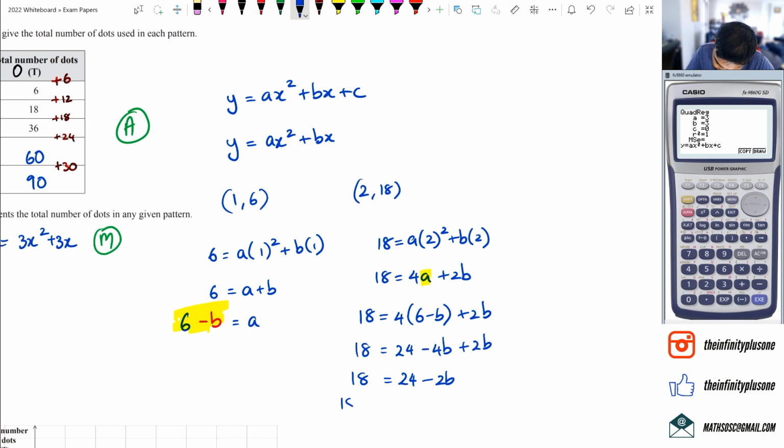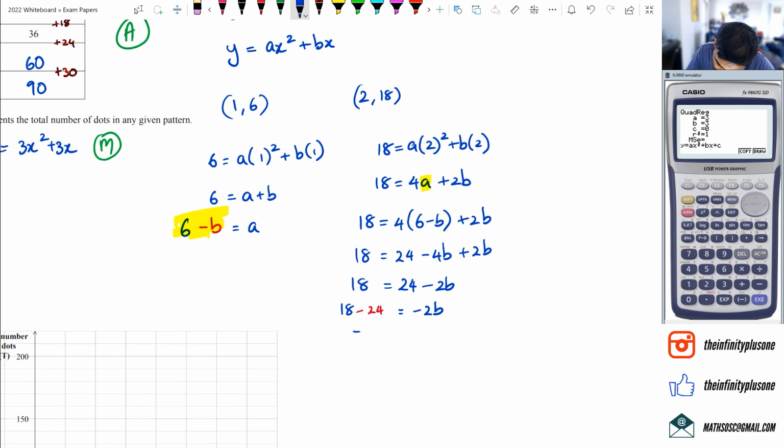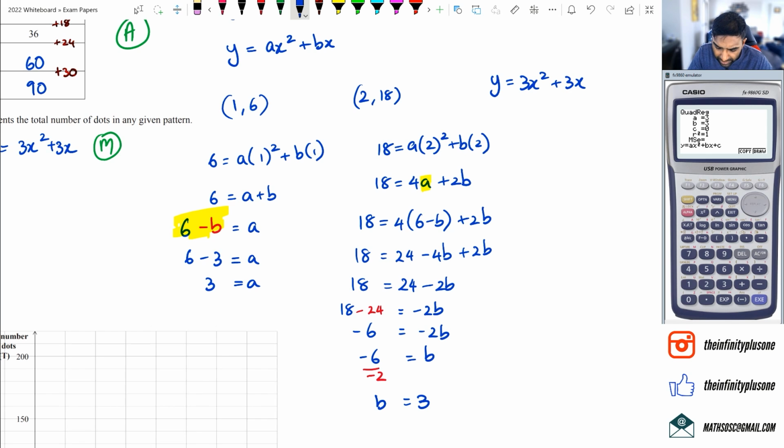And I've got 18 minus 24 equals negative 2b, which gives me negative 6 equals negative 2b, and b is equal to negative 6 divided by negative 2. So b is equal to positive 3, and if b is 3, then 6 minus 3 equals a, so a is also equal to 3. So my equation is 3x squared plus 3x.